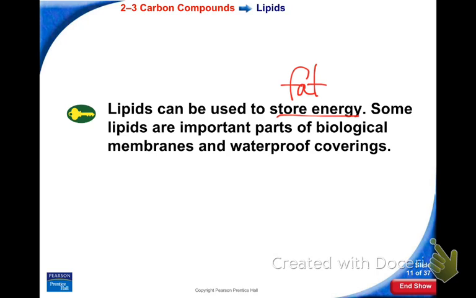Okay, biological membranes here. We got off on a tangent, but it was very good. Biological membranes. We're talking about cell membranes here.